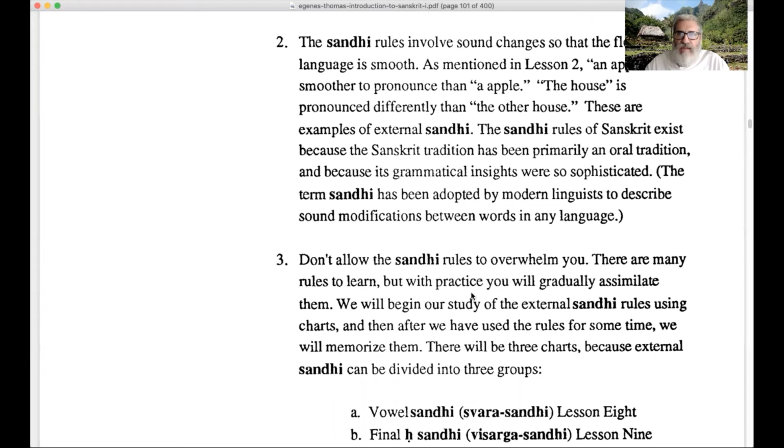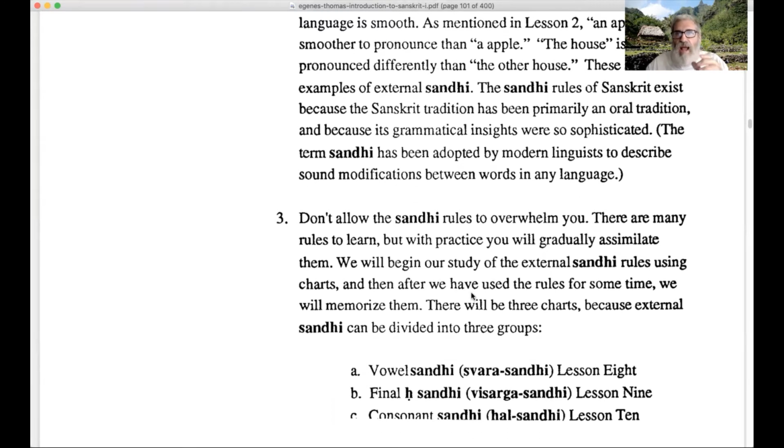The Sandhi rules in Sanskrit exist because the Sanskrit tradition has been primarily an oral tradition. That's because Sanskrit is such an ancient language that it even predates writing. It predates written language, so it was previously just a spoken language. And because its grammatical insights are so sophisticated, the word Samskrita itself, which is the word for Sanskrit, means refined or elaborate, or sophisticated. He uses the word sophisticated here.